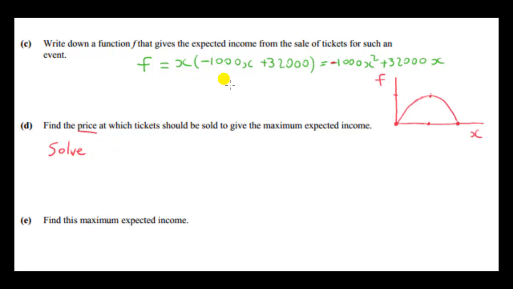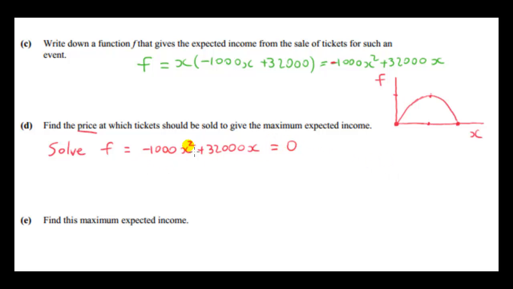So I'll do it both ways. First of all, I'll solve the equation f of x equals 0, to find where the graph crosses the x-axis. The value of x that makes f 0 is the x value of each of these points. f is 0 for these two points. So set this equal to 0.